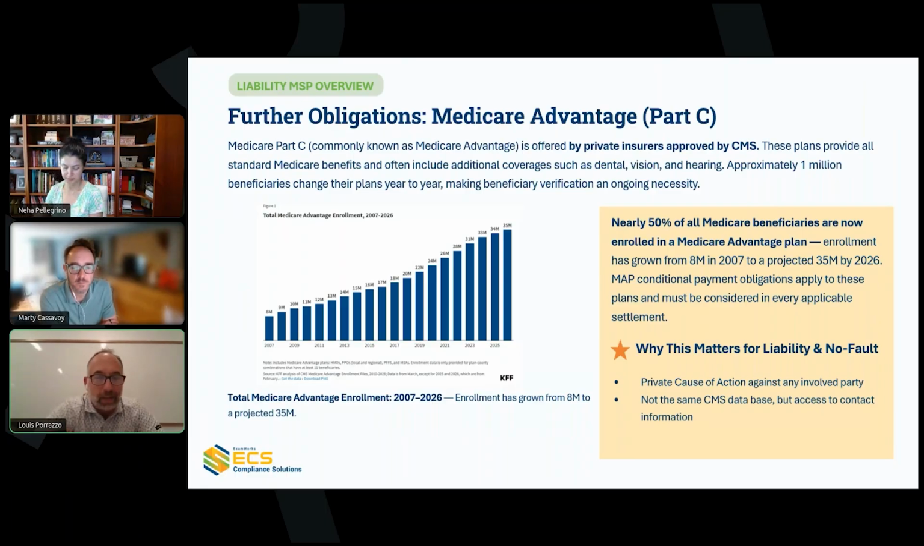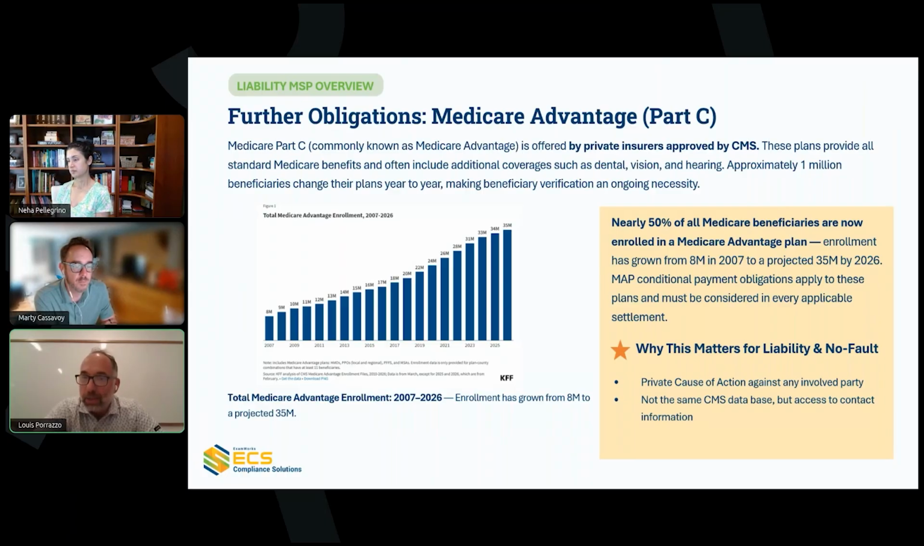When we looked at the numbers from the past 15 years, back in 2007, there were about 8 million people on a Medicare Advantage plan. It's projected to be 35 million in 2026 as a result.